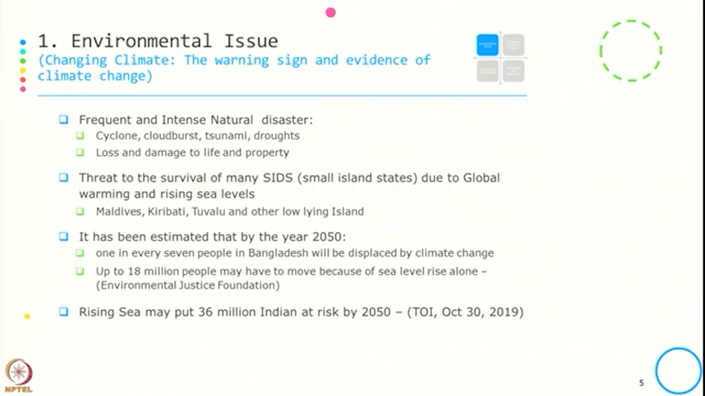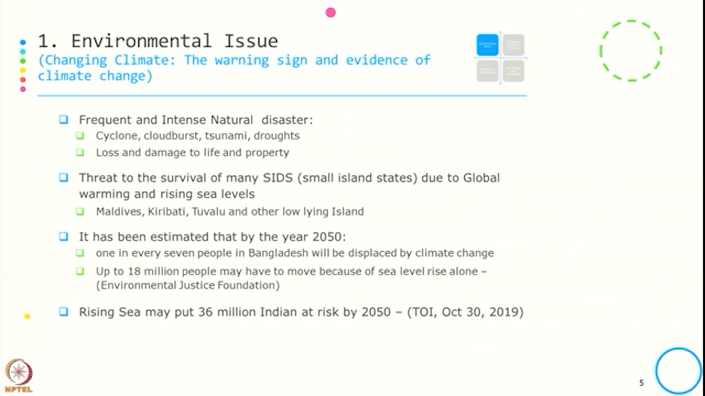Let me give you a small example to talk about the evidence. If you look at cyclones or super cyclones, possibly the biggest cyclone in the recent past was in 1999, when the super cyclone hit the east coast. But after that, looking at the history of the last 10 years, every year we get one or two cyclones, mostly on the east coast, and the last cyclone, Tauktae, also came on the west coast. So the trend shows that we get frequent disasters. I have given the example of cyclones, but there are also other examples like cloudburst, tsunami, and drought in heat-prone areas.